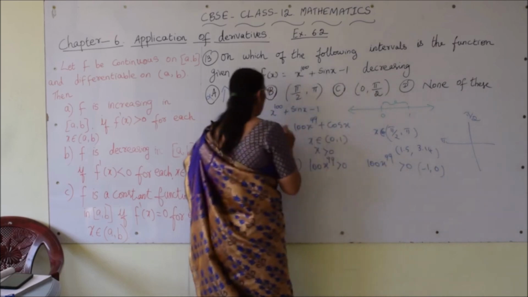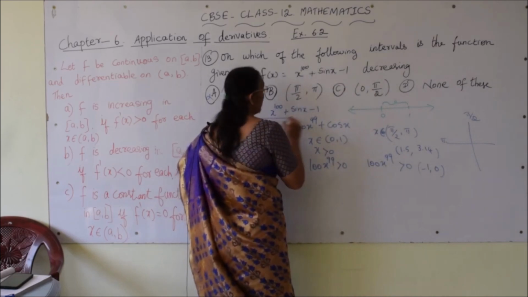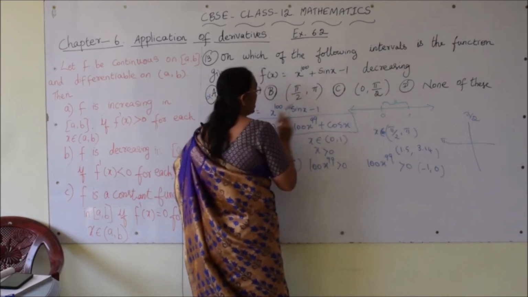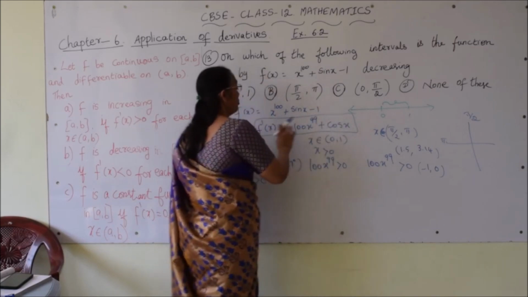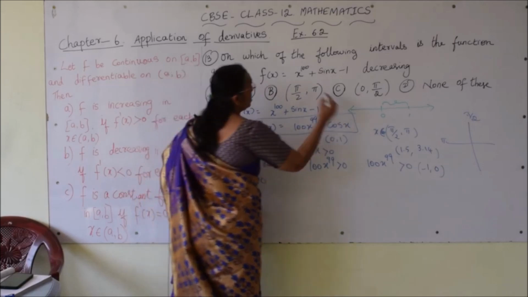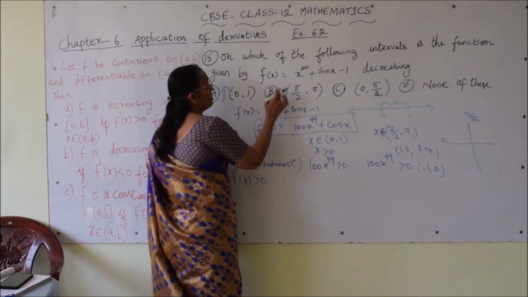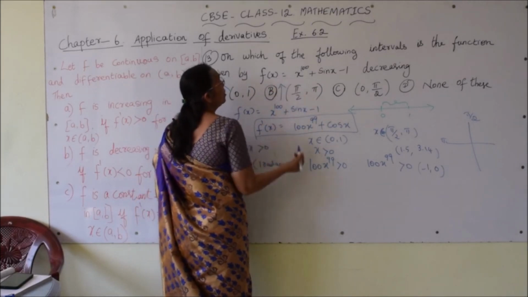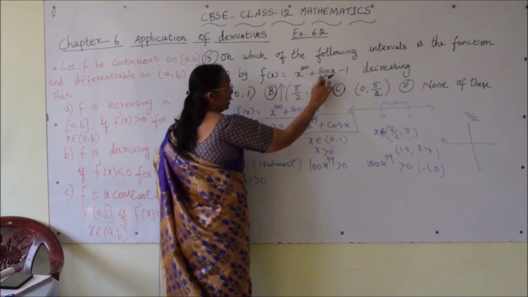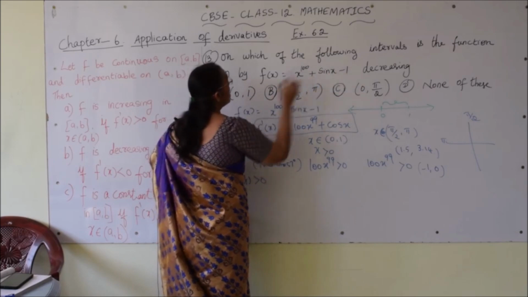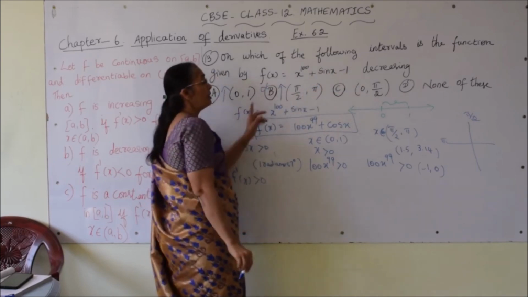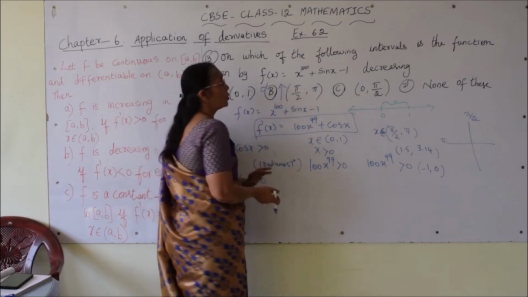So, overall this function f dash of x will be positive, increasing. This value will be so much greater compared with this value. Therefore, f dash of x is greater than 0 in this interval pi by 2 comma pi. So, this is also increasing. So, x power 100 plus sin x minus 1 is increasing in the interval pi by 2 comma pi. The question is in which interval the function is decreasing. So, option B is also ruled out.